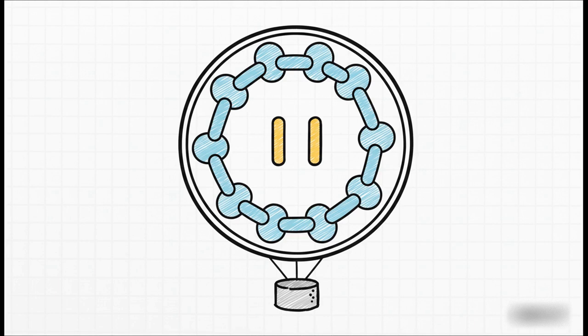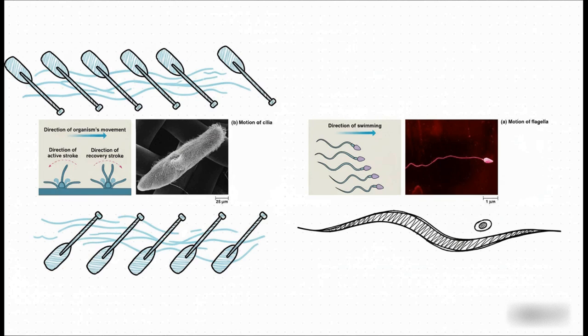This whole setup is just a masterpiece of engineering, perfectly designed for controlled, powerful bending. Now, even though they share that same 9+2 design, their movements are totally different. Cilia work together like a team of rowers on a boat. They have this coordinated power stroke and recovery stroke that's designed to move fluid across a surface.